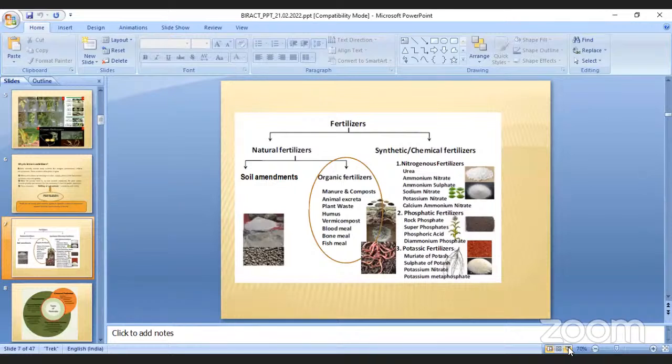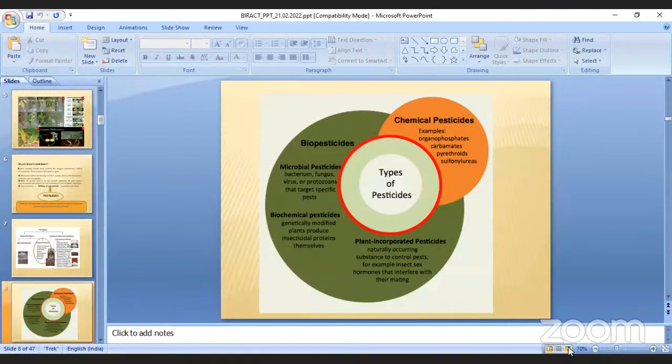Then another thing is synthetic or chemical fertilizers. We all know that chemical fertilizers are rich in nitrogenous sources, then phosphatic fertilizers, and they may be potassic fertilizers. So there are different types. Okay. Fertilizers like urea and ammonium nitrate are all chemical fertilizers. They can also play an important role in enriching soil nutrients or soil nutrient uptake. Okay. But what is happening?